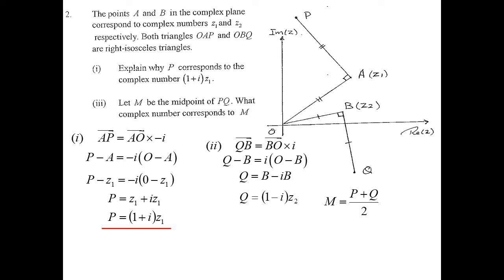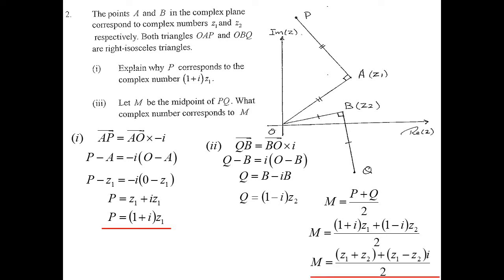Now let's find M. M is the midpoint of P and Q. So the actual points. So sub in those points. I could leave it like that, did I? No, I put it in real and imaginary. Okay, there we go. So Z1 plus Z2 plus Z1 minus Z2 i all over 2. So there's the complex number M.